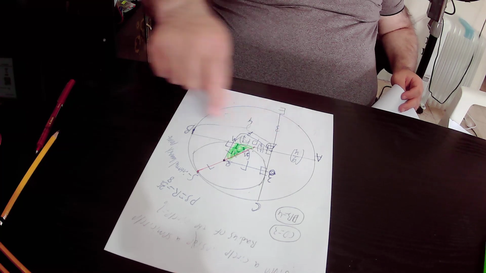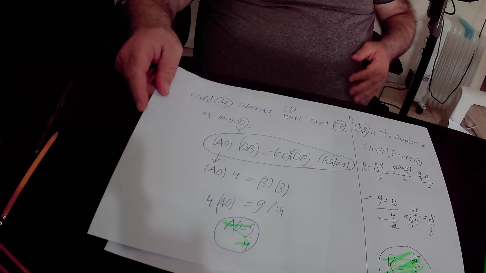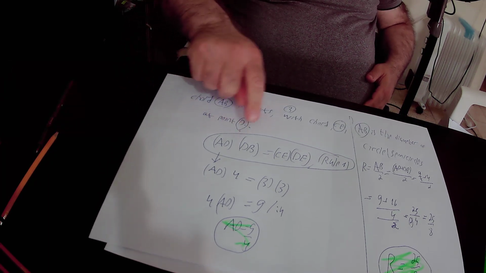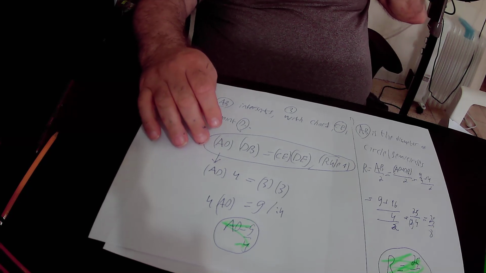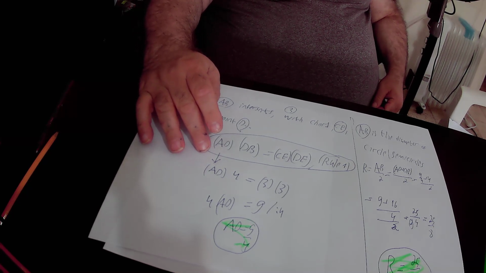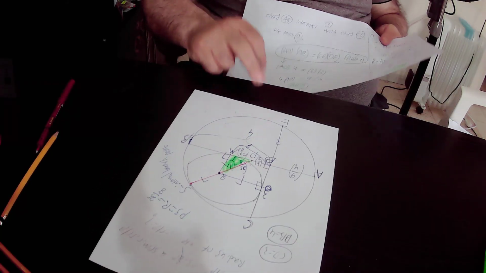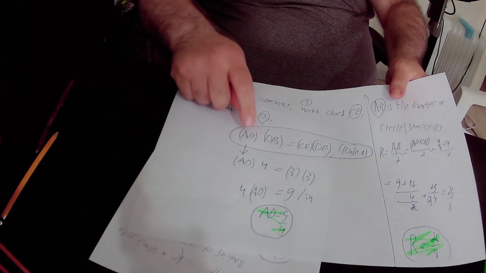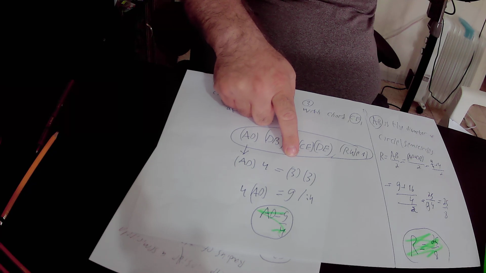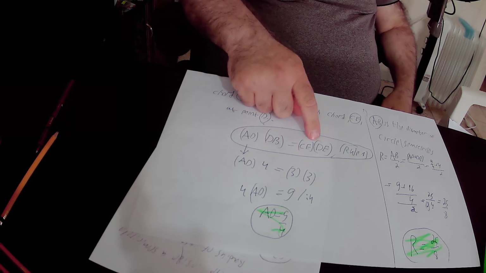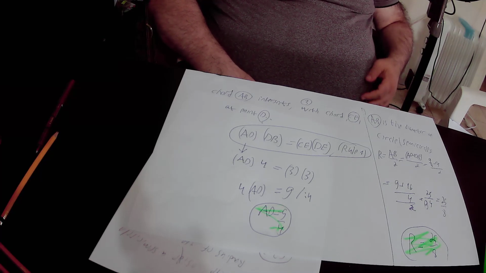Again, according to rule number 1, AD times DB equals CD times DE. Here, AD is the missing line segment, so we leave it as it is. DB equals 4 units according to what is given in the question, so we will substitute DB by 4. CD equals 3 units according to what is given in the question. And DE is also equal to 3 units according to what we have already found out.